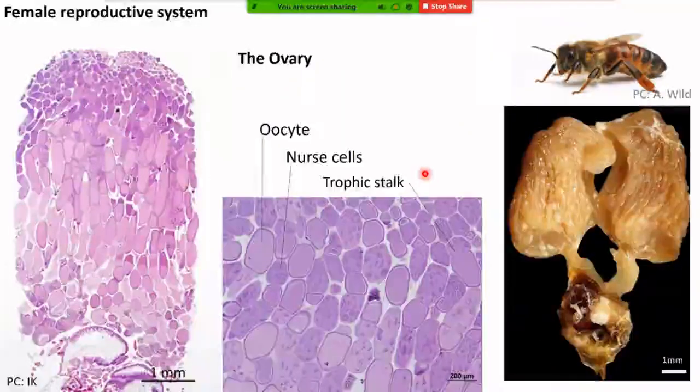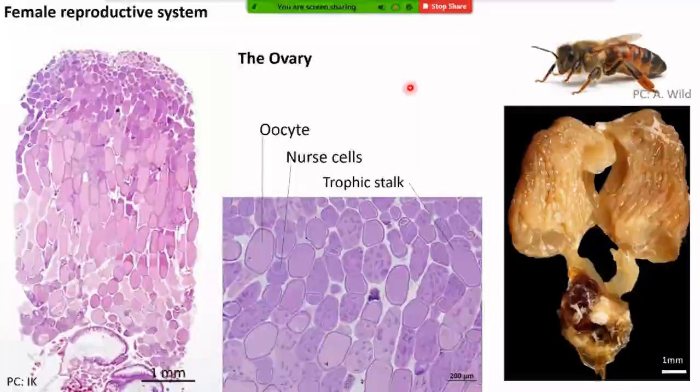Now onto the female reproductive system. So with the queens, their eggs are developing inside the ovary.